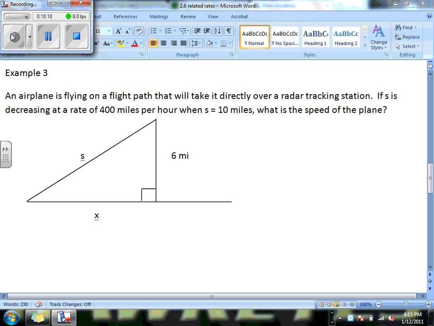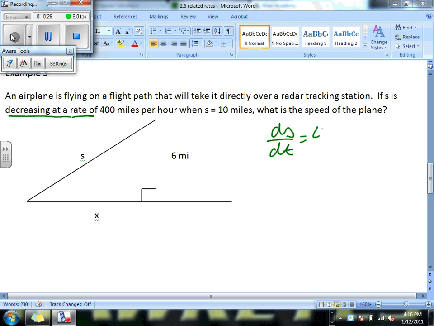So let's look at what they're telling us. If s is decreasing at a rate of 400 miles per hour, here's that rate word again. And it's talking about s, so we know ds/dt equals negative, since it's decreasing, negative 400 miles per hour. When s equals 10, so we know that s equals 10.